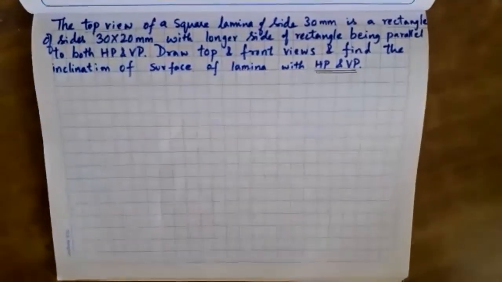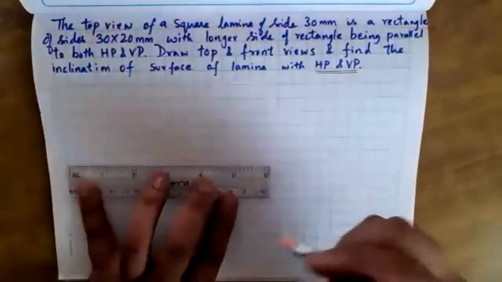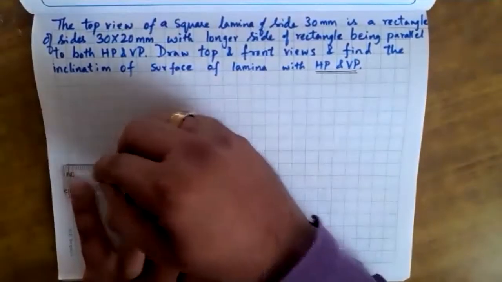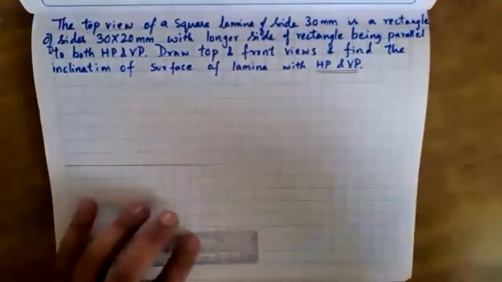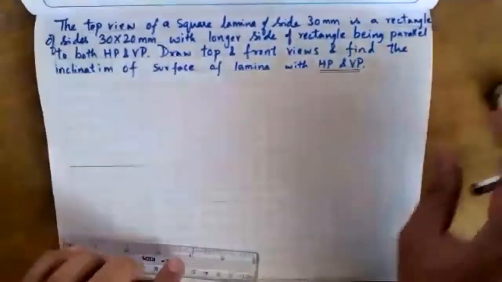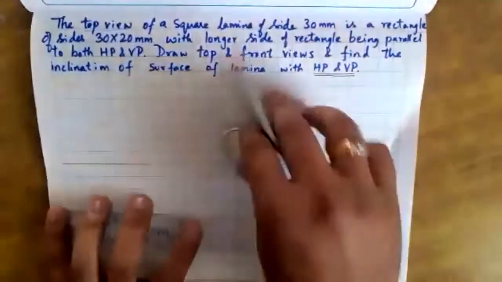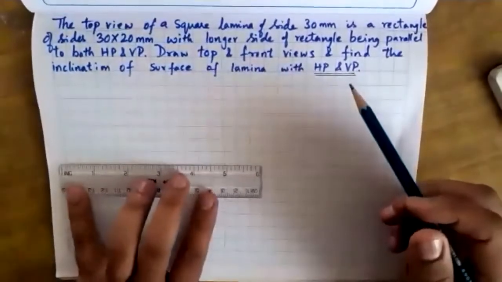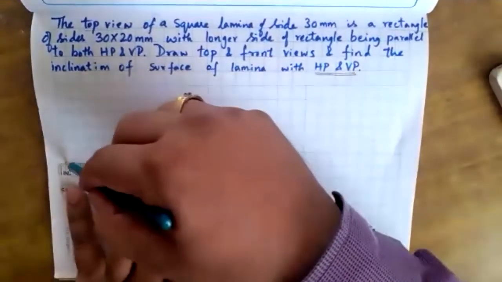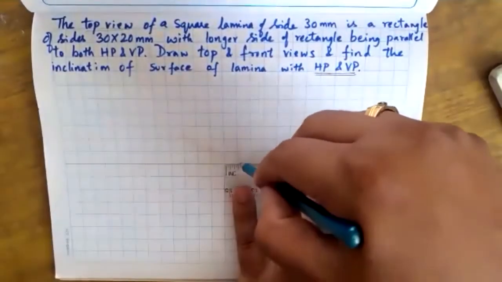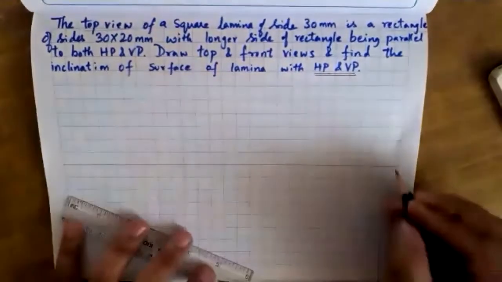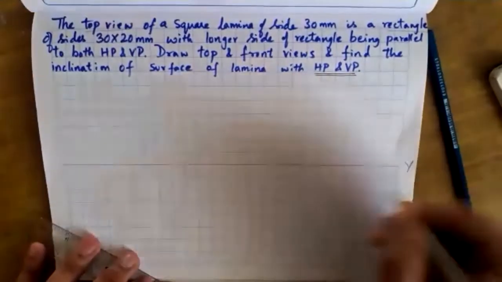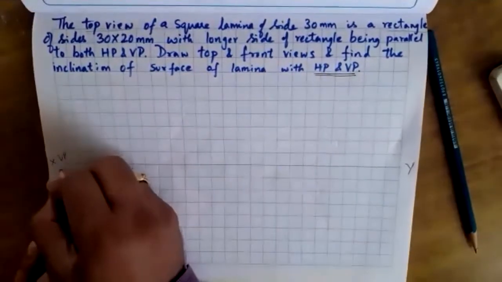What is the first step? I have to assume that the lamina is in the horizontal plane, not in the vertical plane. So I have to draw the true shape properly on HP. First draw the XY line, and represent VP and HP.